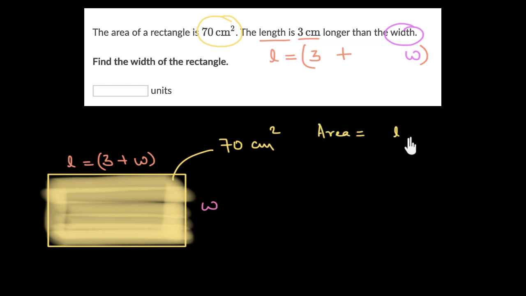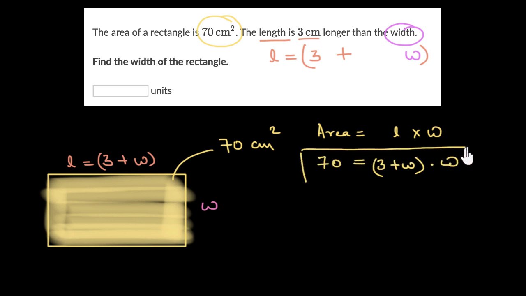Now we know that the area of a rectangle is given as length times width. So let's substitute all the values in this given equation. So area is 70 centimeters square, length is 3 plus w, and we have assumed width to be w units long. So basically this is the final interpretation of the given word problem here. Now it's all about calculations and solving this equation, which just has one unknown w. And once we know what w is, we can always go ahead and calculate the length of this rectangle.